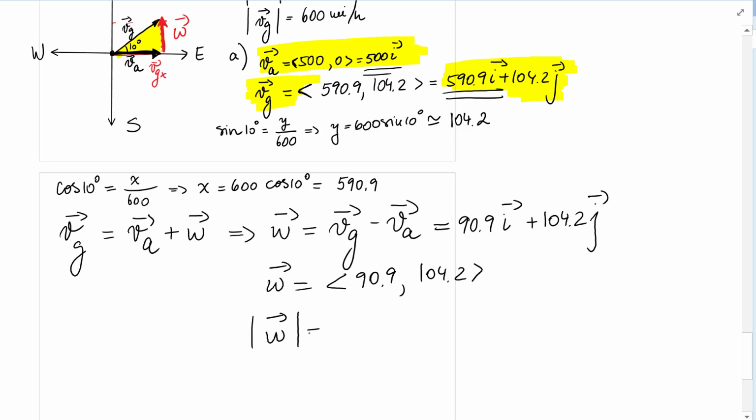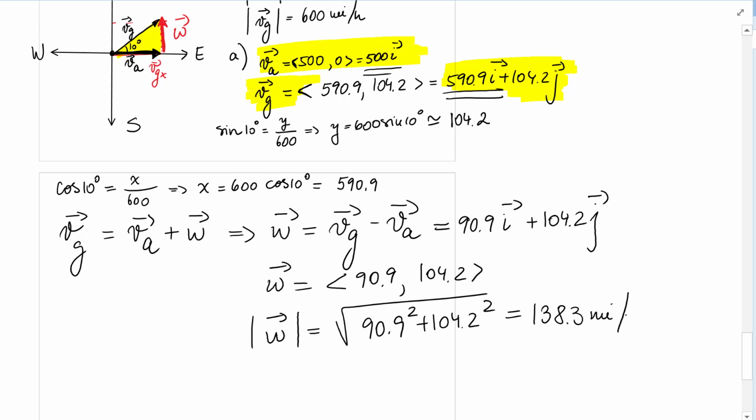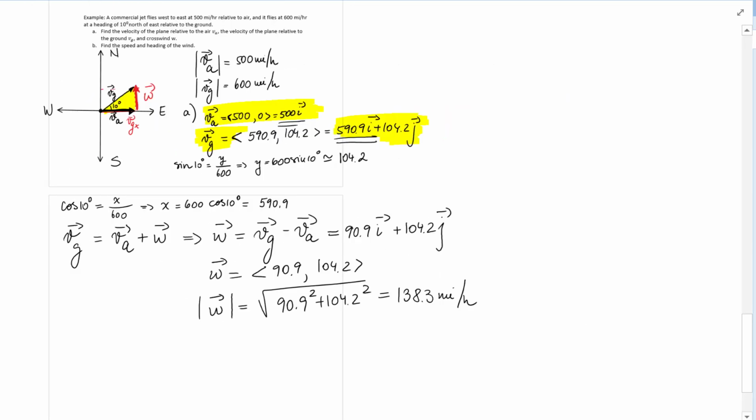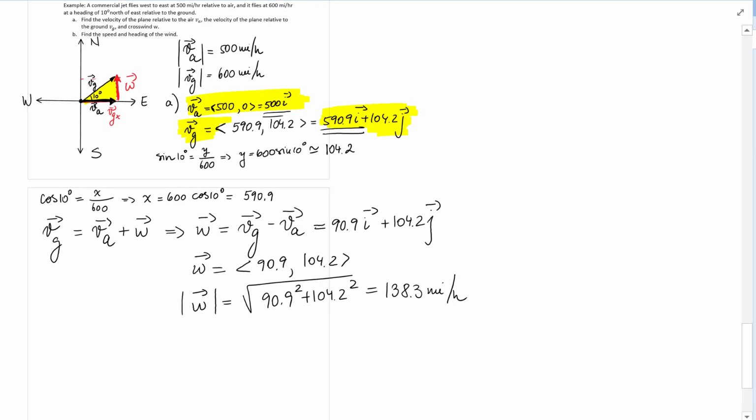If I want to find the speed, then we are going to do the square root of 90.9 squared plus 104.2 squared, and we get 138.3 miles per hour. That's the speed of the wind. Well, that's a very high speed. So in part B, we had to find the speed, which we did, and the heading of the wind.